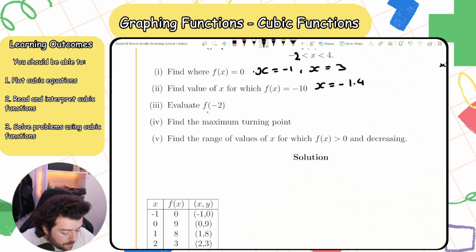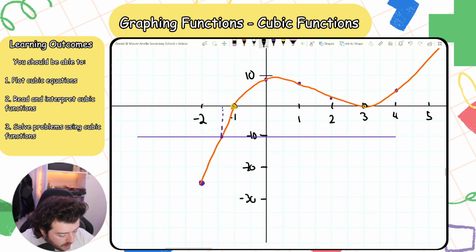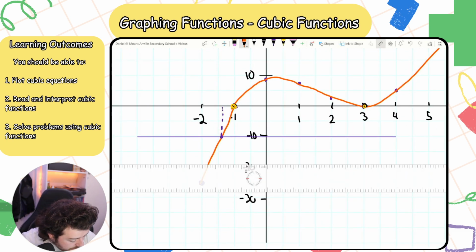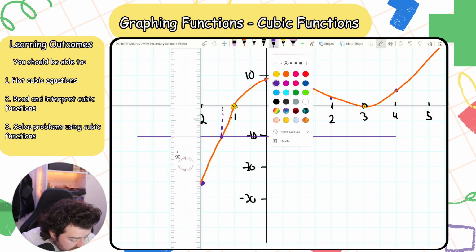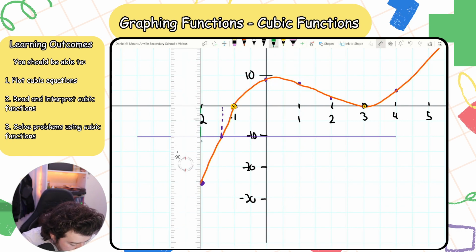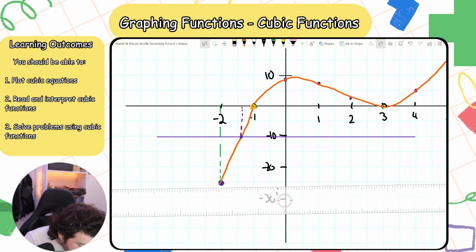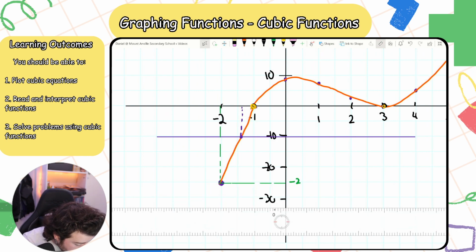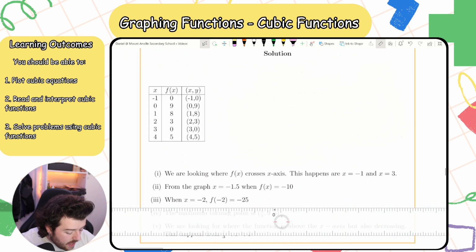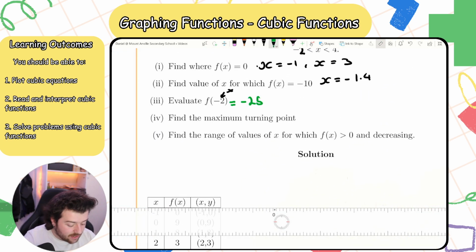Evaluate f of -2. So remember, this is my x value. I'm given my x value. So I go to -2 on my x-axis. Go down. It hits the graph at that point. Go across. -25. So my function is equal to -25 when x equals -2.